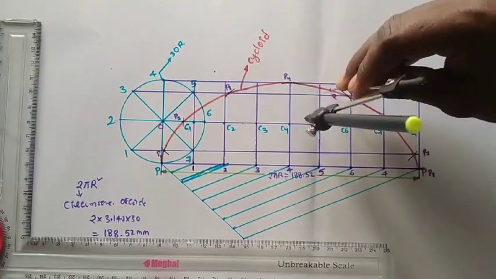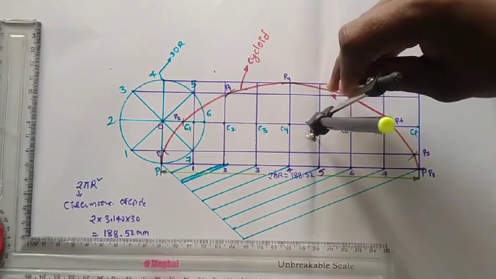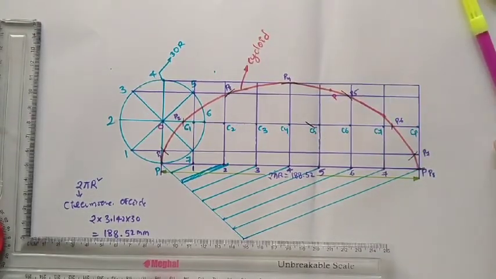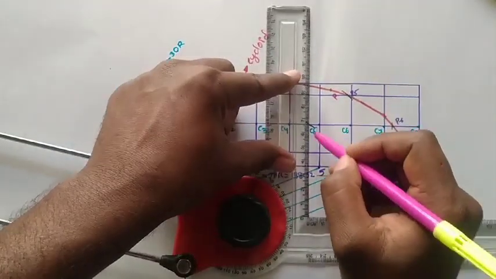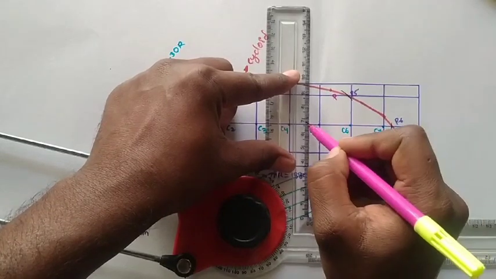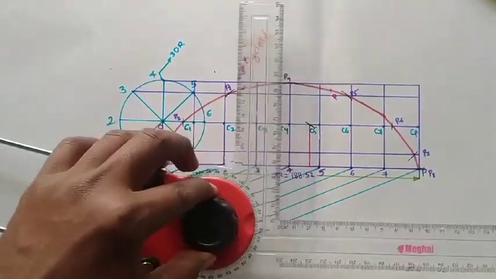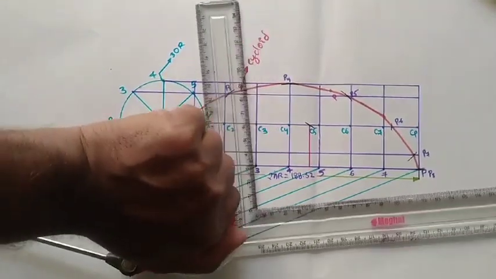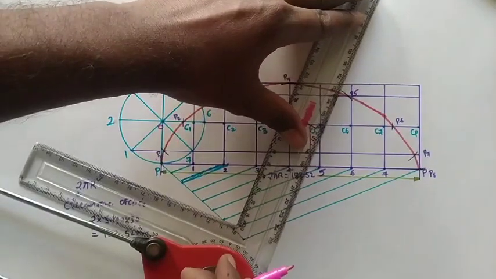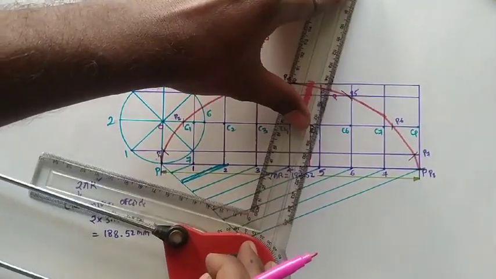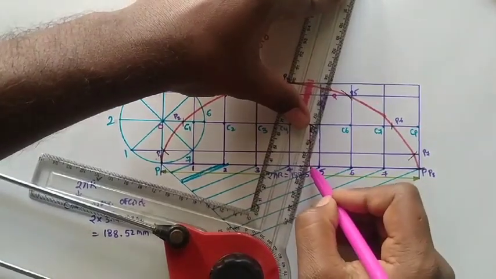With point P as the center, cut this center line, okay. From this intersection point, draw a line parallel to this line up to the bottom side, okay. Next, from this bottom point, draw a line passing through point P, okay.